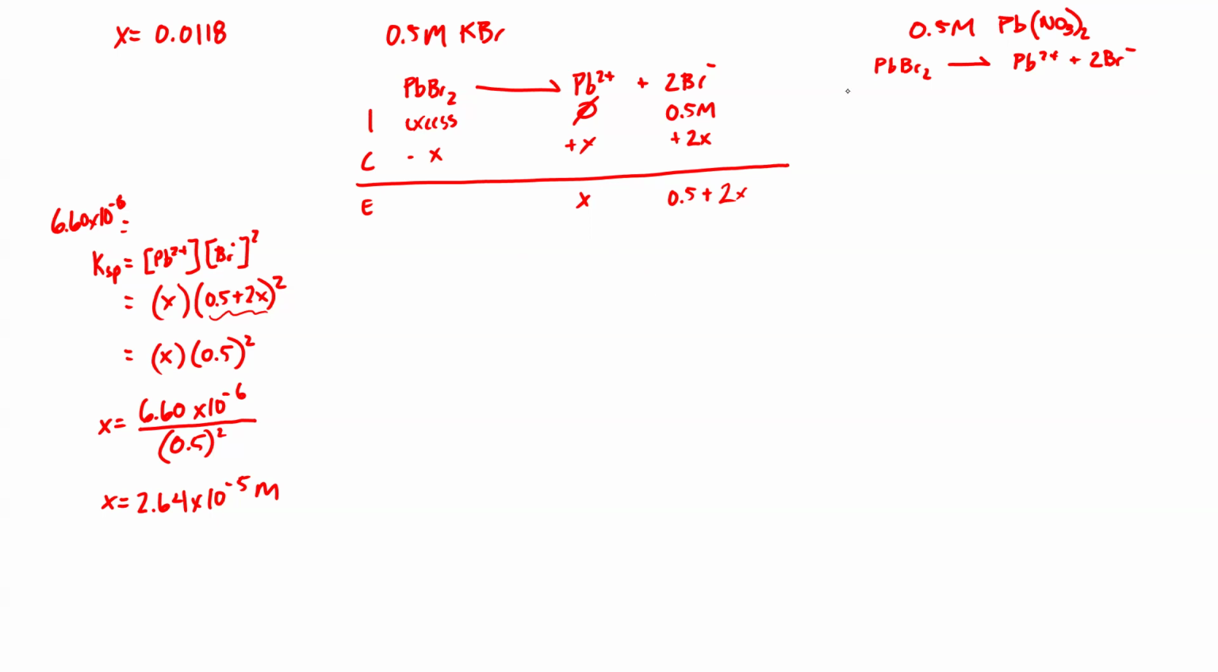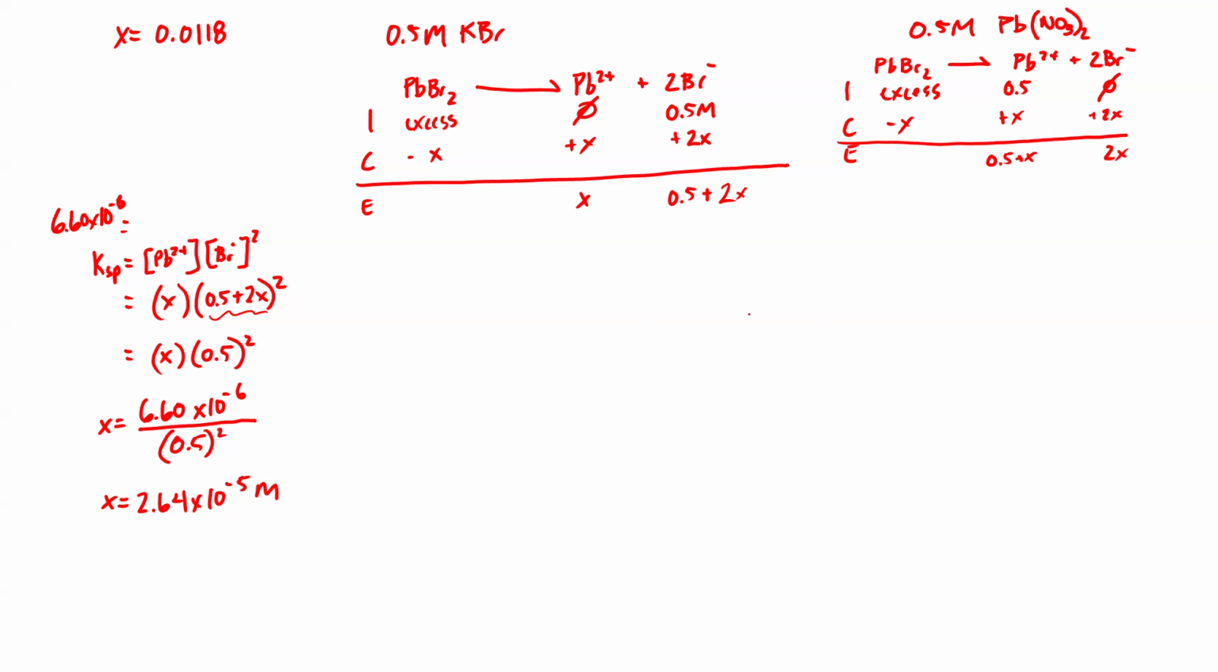We've got an ICE table, I, C, E. In this, we're starting with 0.5 molar lead. We're starting with 0 bromide ions. Our change is going to be plus x, plus 2x. At equilibrium, we're going to have 0.5 plus x, and we're going to have 2x.